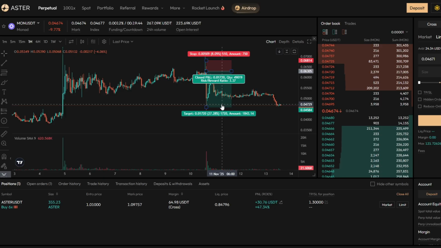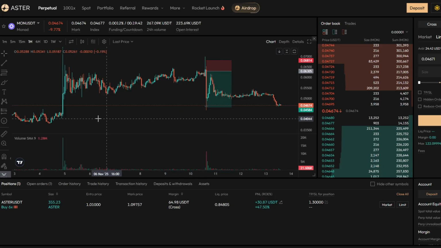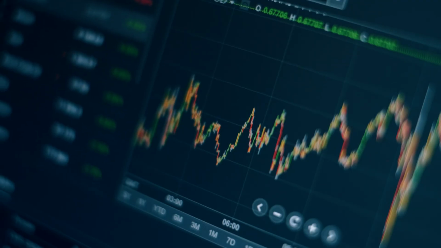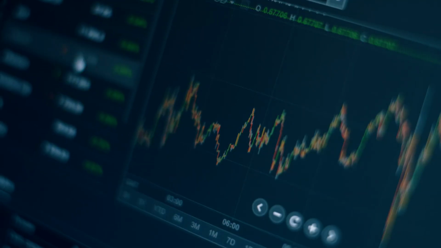So that's basically it, guys. That is it on this informational strategy that I use. That is basically my concept of trading the futures and the perpetuals market.